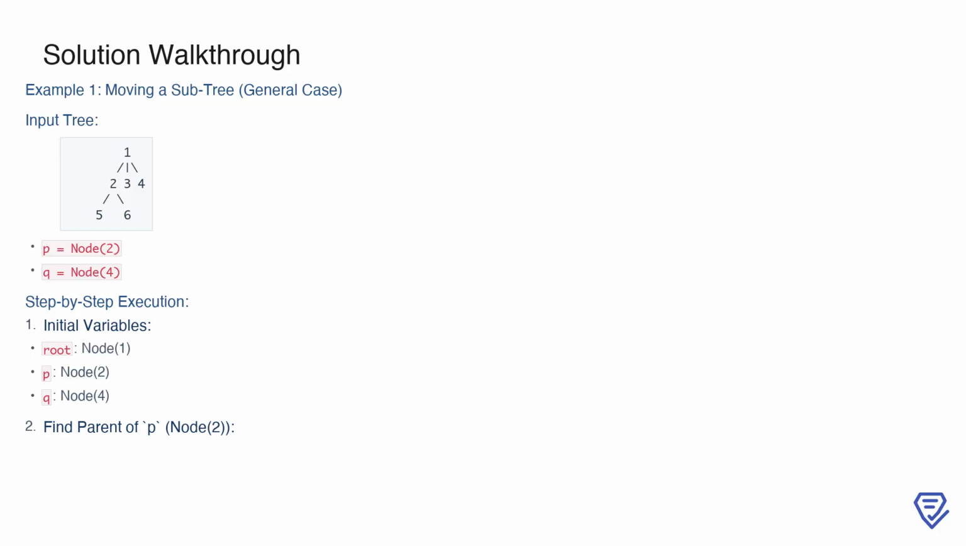To achieve this, we start by initializing our key variables. The root is node 1, while node 2 is our subtree to move, labeled as P, and node 4 is the destination, labeled as Q. The first step is to locate the parent of node 2. This is straightforward as node 2 is directly a child of node 1, making node 1 the parent of P.